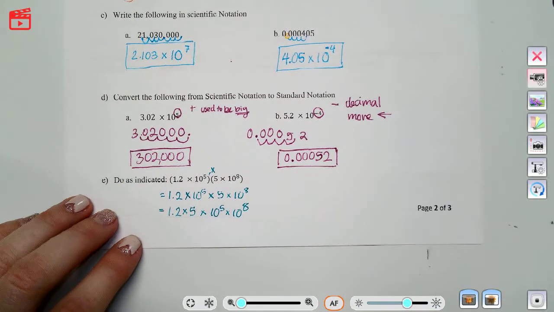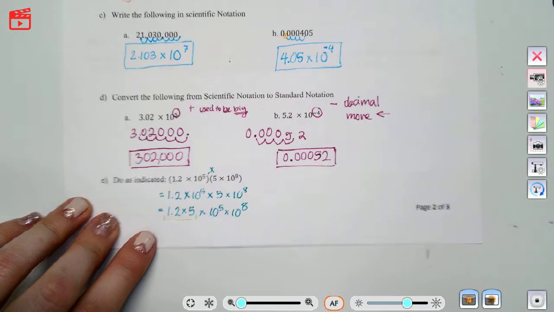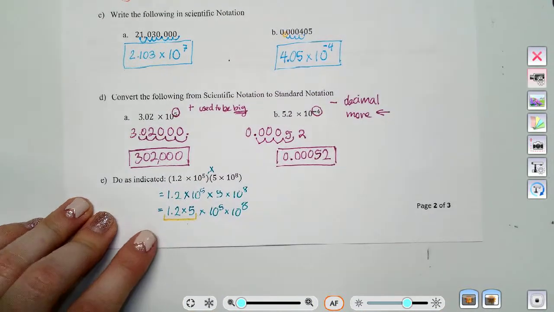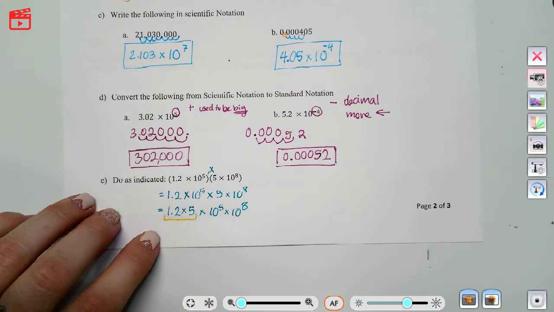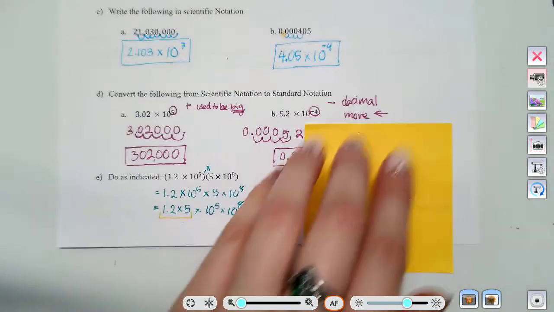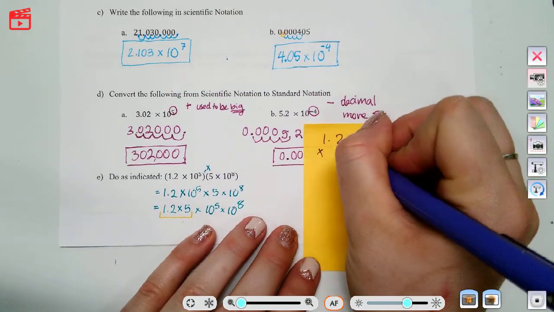All right, let's see. Well, I'll multiply these two together. 1.2 times 5. Ooh, that pen died. They've been sitting too long. Okay. 1.2 times 5. What is that? Let me pull out my trusty sticky note. 1.2 times 5. Let's do that by hand.